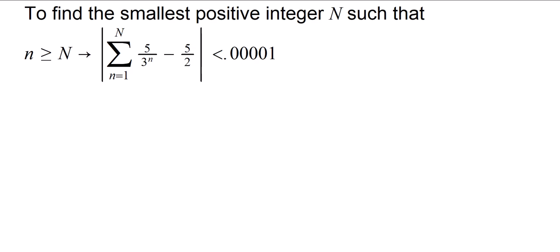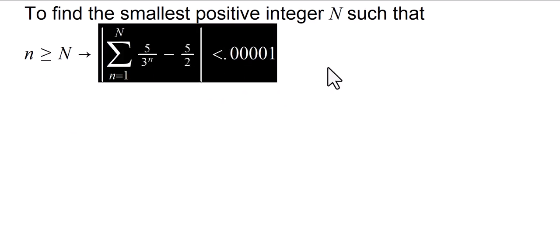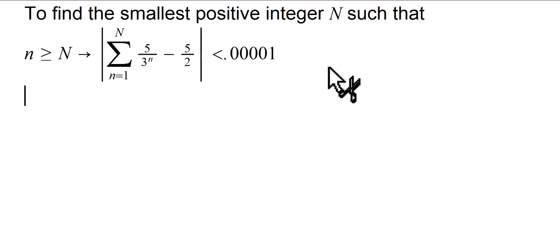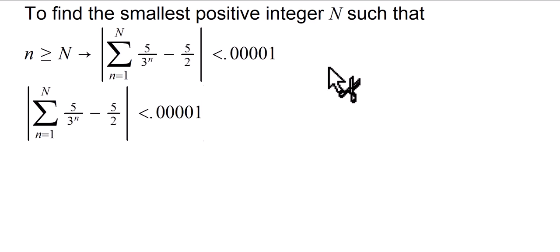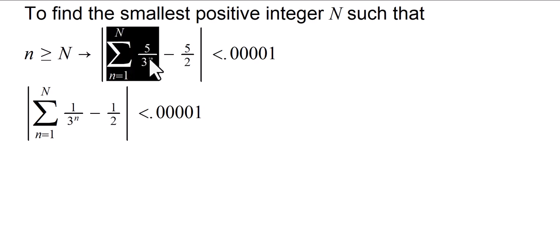So we have to find the smallest positive integer n such that this inequality is satisfied. So let's look at the inequality. That is, we have this, just to show that the infinite series made up by this converges to what?